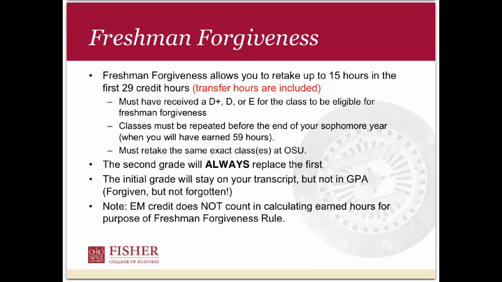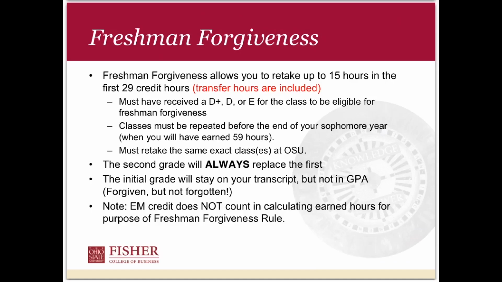Ohio State has a policy in place called freshman forgiveness. Freshman forgiveness allows students to retake courses in which they have done poorly so that their GPA can be recalculated. In order to utilize freshman forgiveness, the class must have been taken in the first 29 credit hours of college enrollment. While any EM credit, including AP credit, will not count towards those 29 hours, all transfer credit, including post-secondary courses, will count. Freshman forgiveness can only be used if the student has received a grade of a D+, D, or E.